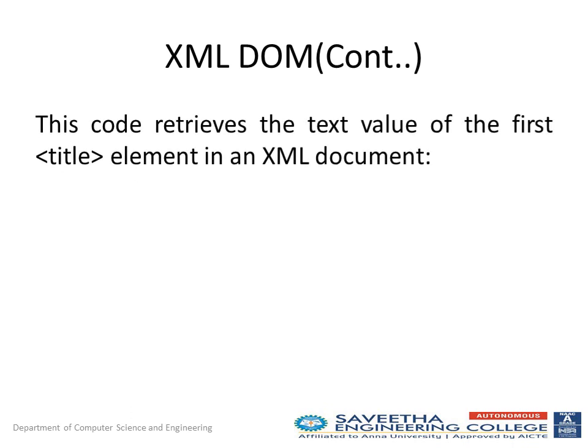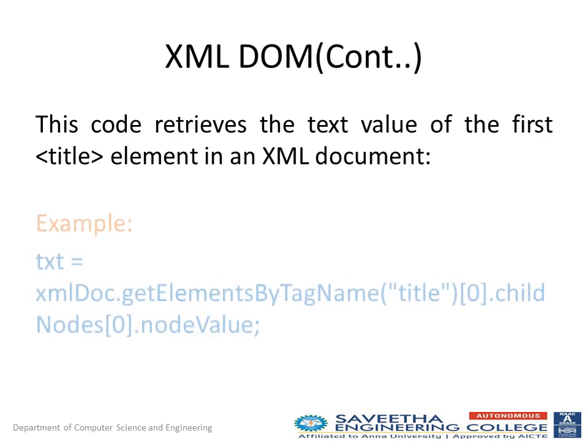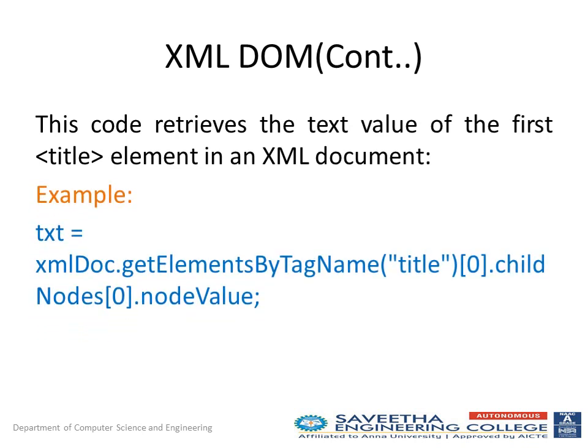This code retrieves the text value of the first title element in an XML document. Example: txt = xmlDoc.getElementsByTagName, the name of the tag is title, [0].childNodes[0].nodeValue. It gives the first value.